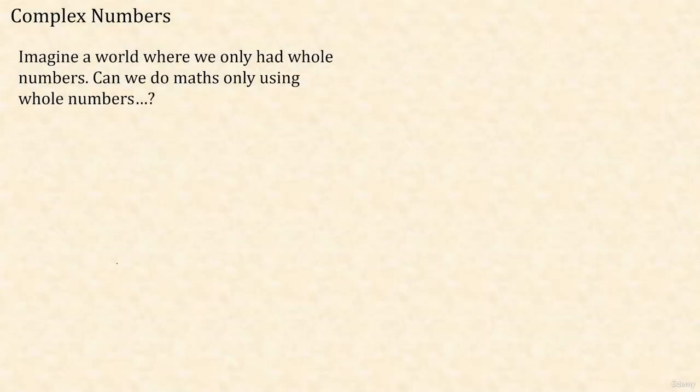So let's begin with the following thought experiment. Imagine a world where we only had whole numbers. Can we do maths only using whole numbers? So I'm going to represent this set of whole numbers with this bubble. That's N for natural numbers. So we're actually just going to think about positive natural numbers now. For example, 1, 6, 124, all good whole numbers, positive whole numbers.